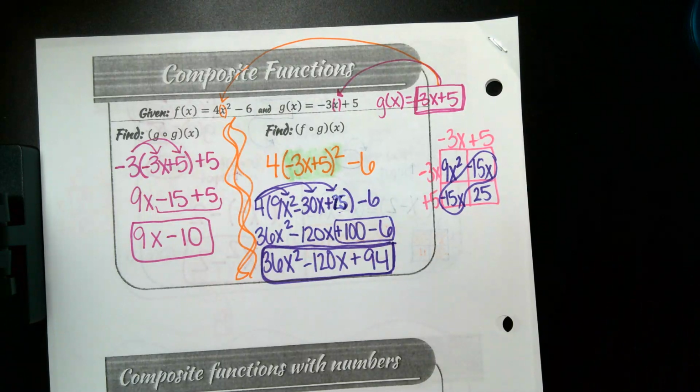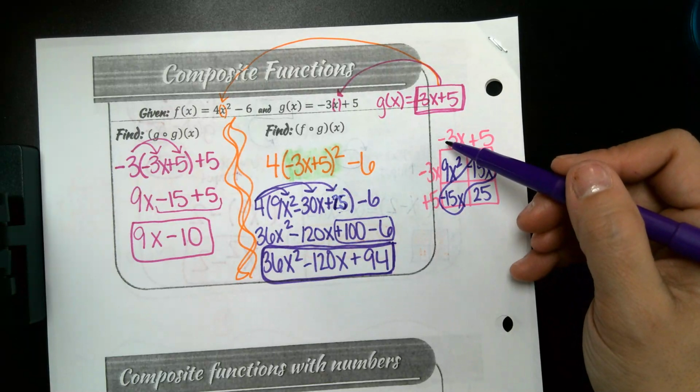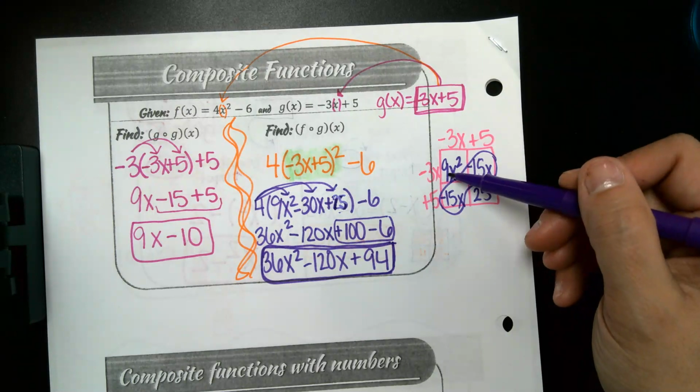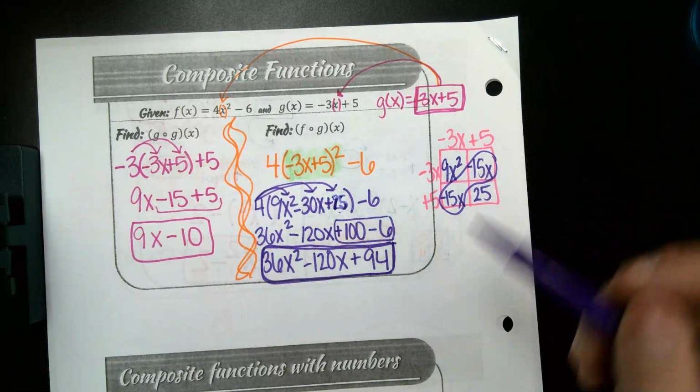Wait, so how'd you get 9 though? Negative 3 times negative 3 is 9. Oh. You had it written down. Yeah.